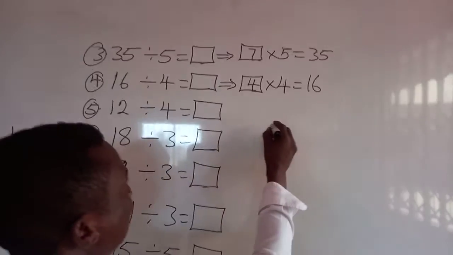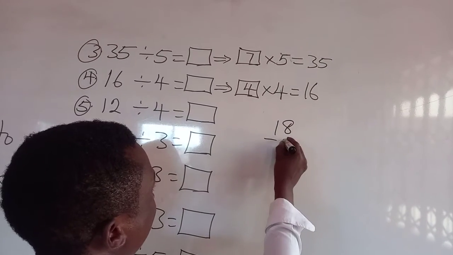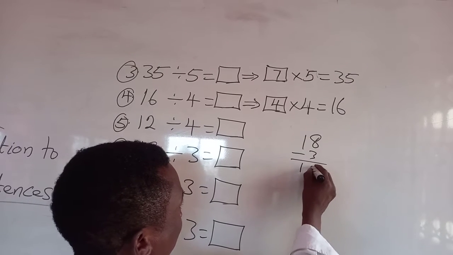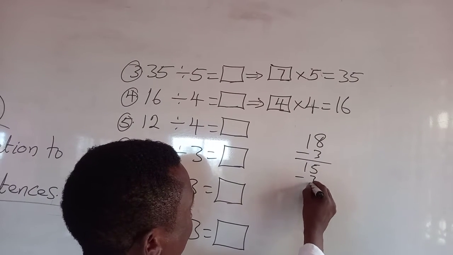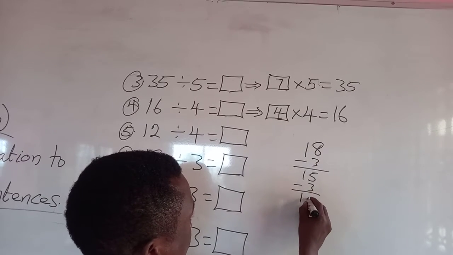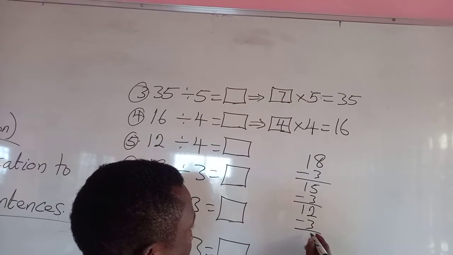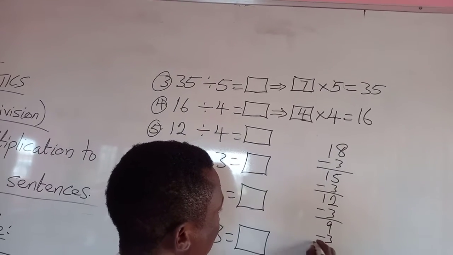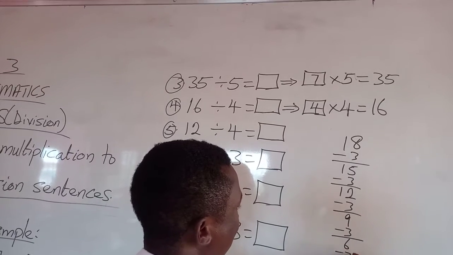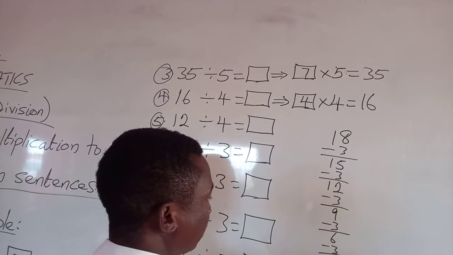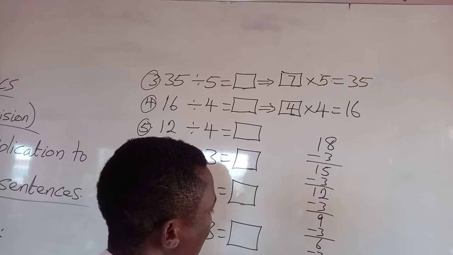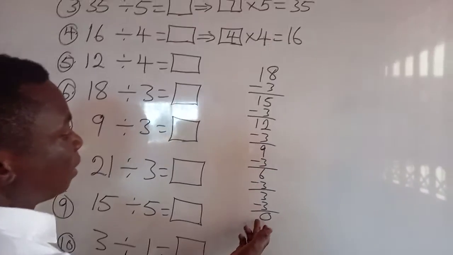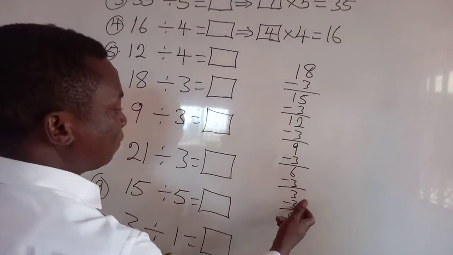Alright, let's look at 18. By repeated subtraction, 18 minus 3 is what? We are left with 15. 15 minus 3, we are left with what? 12. 12 minus 3, we are left with what? 9. 9 minus 3, we are left with what? 6. 6 minus 3, we are left with what? 3. 3 minus 3, we are left with what? 0. Repeated subtraction. You keep on subtracting till the last number is smaller than the divisor.